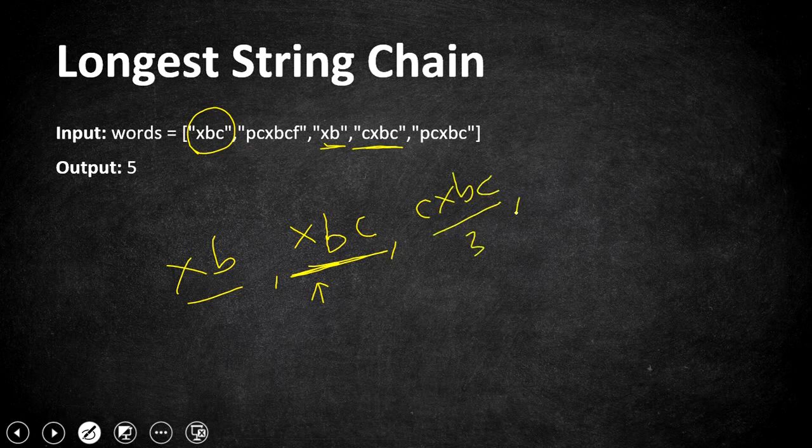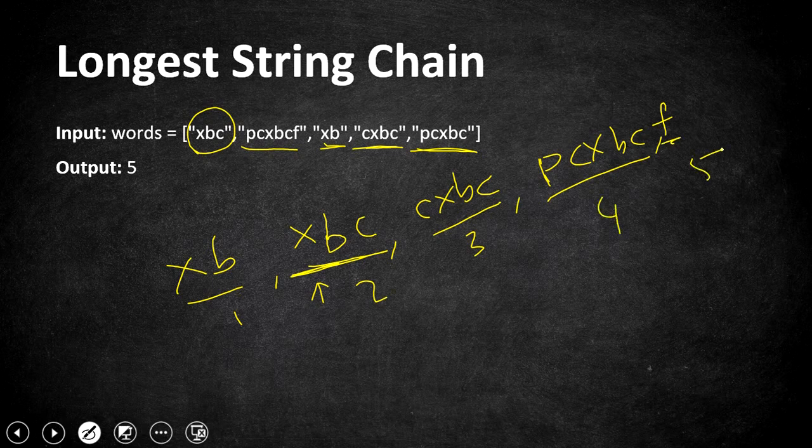And the next word is again going to be of next length. So this is of length 4. The next word is going to be of length 5. So this is the word, by adding P at the front, we can form this word. This is the fourth word in our chain and the next word present in the list is PCXBCF, which is actually adding F in the last word. So far we have 1, 2, 3, 4 and the last word with F is 5, and 5 is the longest chain we can form from this string and that is going to be our output.